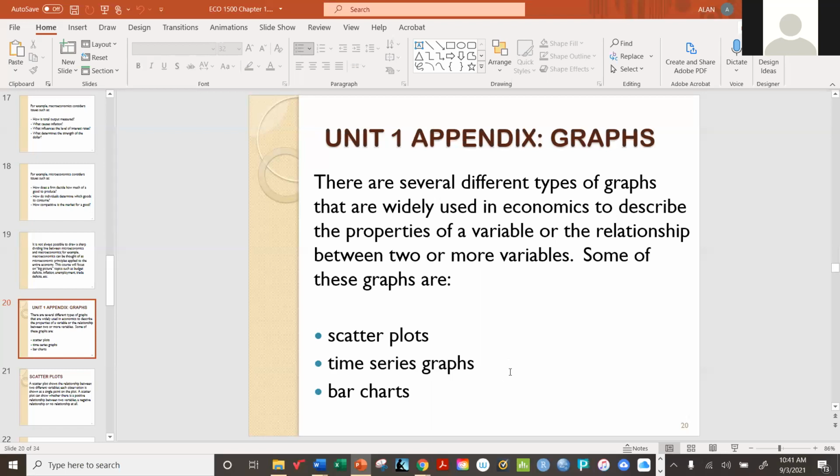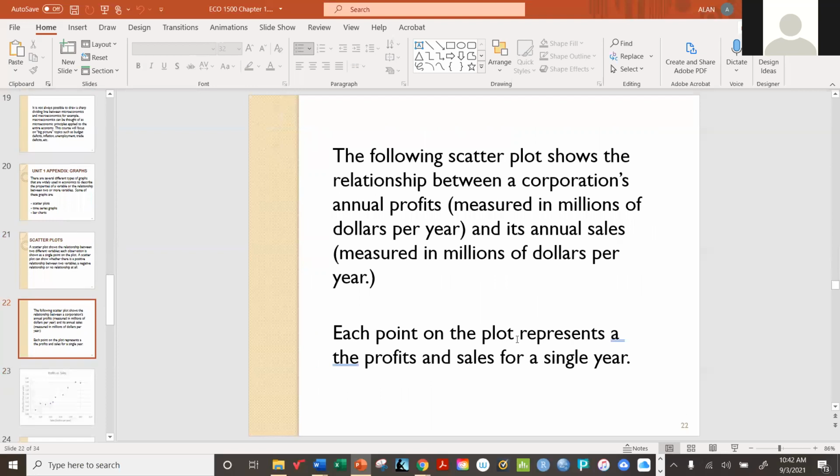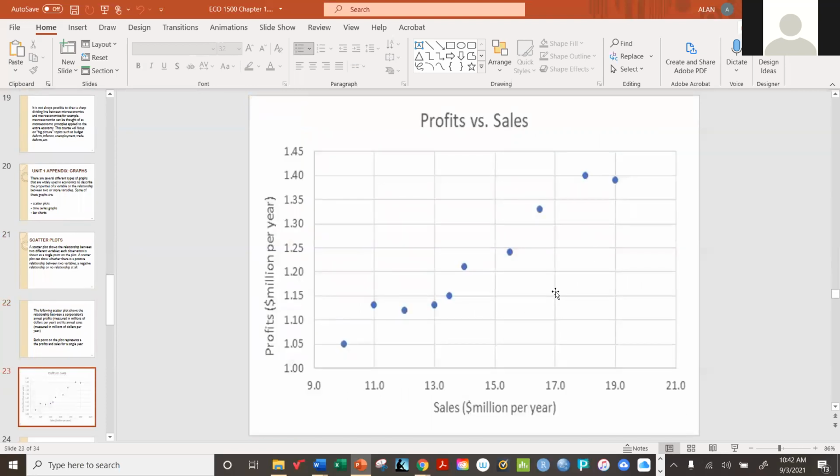Now, you may have run into these before. So let's take a look at these one at a time. A scatter plot. Now, what is a scatter plot? In a case like this, what we're trying to do is analyze the relationship between two different variables. Let me just quickly show you what that looks like. Imagine that we're trying to figure out the relationship between a corporation's profits and their sales. So sales is on the horizontal axis and profits are on the vertical axis. The reason we're setting it up this way is because we're assuming that the profits depend on the sales, not the other way around.